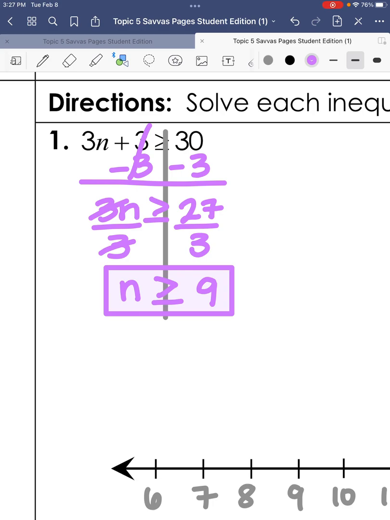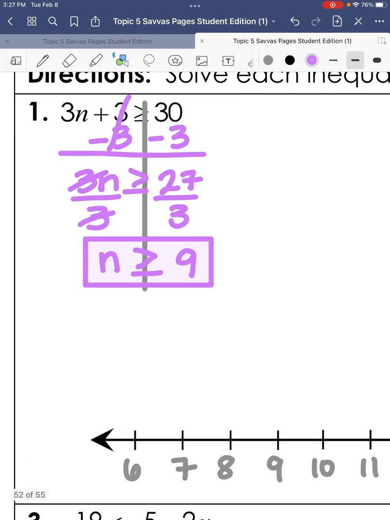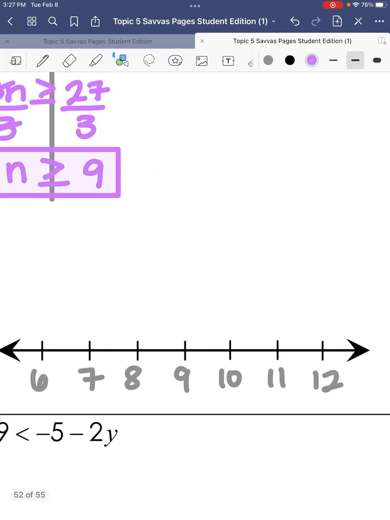And now I'm ready to graph that. So I know at 9 I need a closed circle. So I've already numbered my number line. So I've got 9 kind of there in the middle. I'm going to place my circle at 9, and I'm going to fill it in. That's not a very good circle, is it? Let's try that again. There we go. And I'm going to fill it in because it's a closed circle. It's part of the solution, and n is greater than or equal to 9. That means I need to shade the numbers that are bigger. So I'm shading towards 12, and I include that arrow.